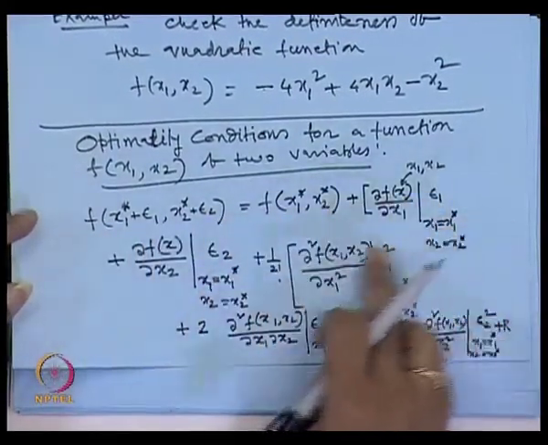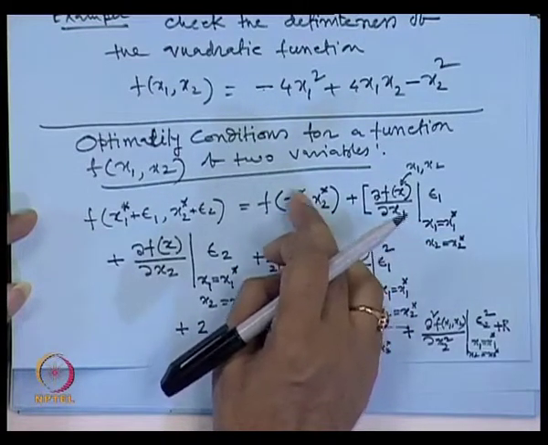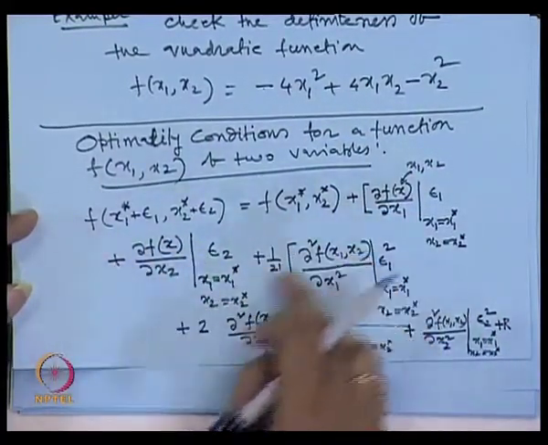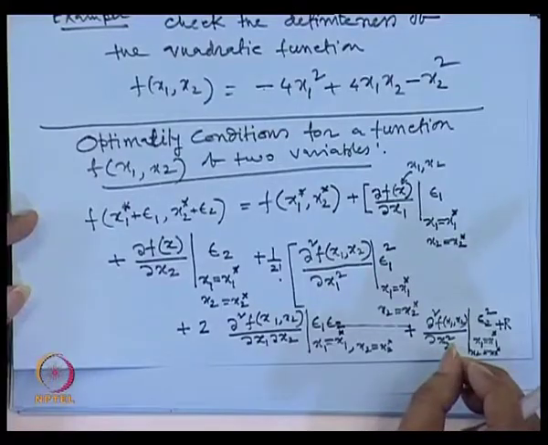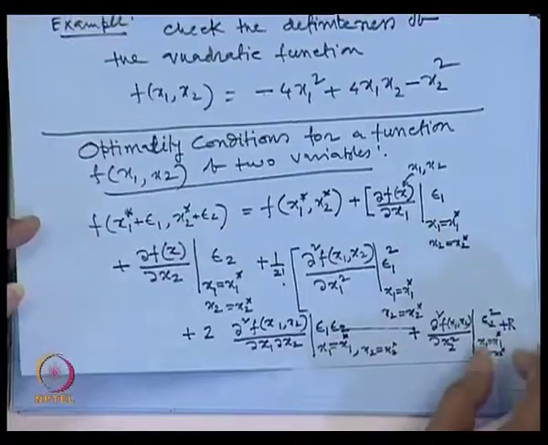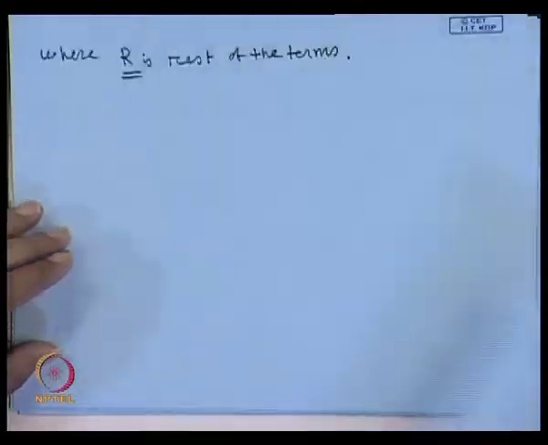Then by Taylor series expansion we have written the function value at x1 equal to x1 star and x2 equal to x2 star, plus the first order derivative and second order derivative plus higher order derivatives, whose sum of the rest of the series I have kept as r. This quantity r is very small, provided the perturbations from x1 star and x2 star, which is the optimum point of the function, are small. Then it is small compared to the first order and second order terms.